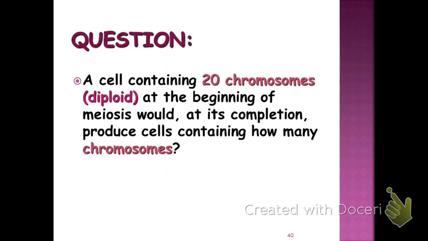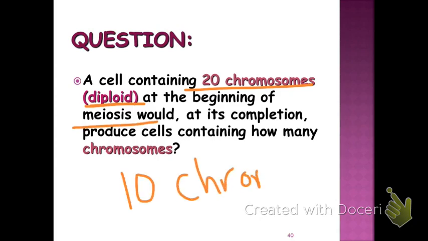Last question, a cell containing 20 chromosomes at the beginning would produce cells with how many chromosomes? So if 20 is a diploid number, remember, and that's at the beginning, at the end of meiosis, we're going to have half that amount. So we should have 10 chromosomes at the end of meiosis because we're halving that number.